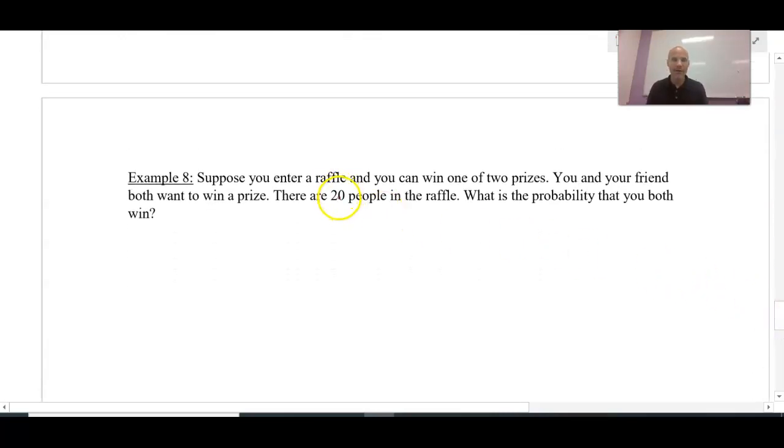Okay, now let's consider a situation where the probability of the second outcome is affected by the first. Suppose you enter a raffle and you can win one of two prizes. You and your friend both want to win a prize. There are 20 people in the raffle. What is the probability that you both win? Well, if you think about it like this, this is the probability that you and your friend win, that you both win.